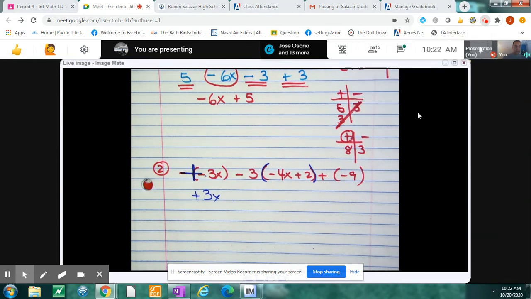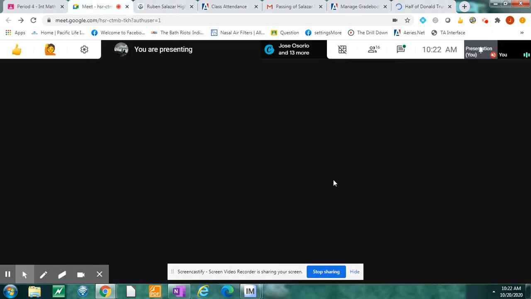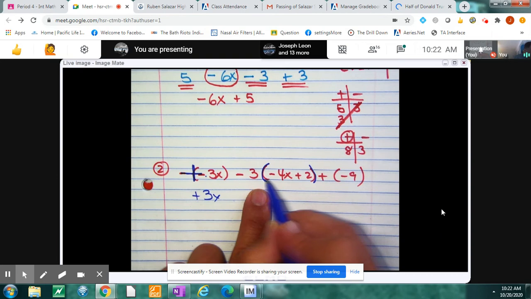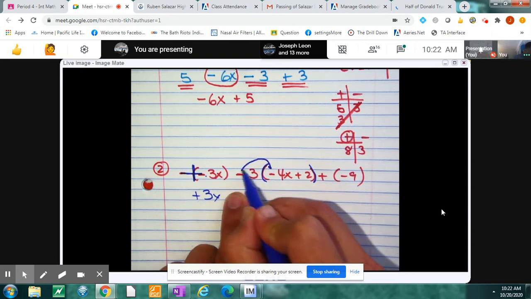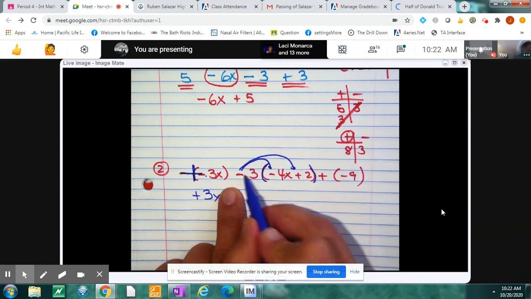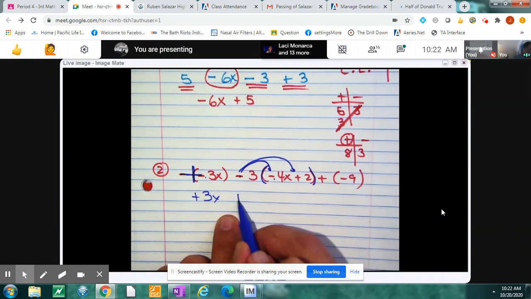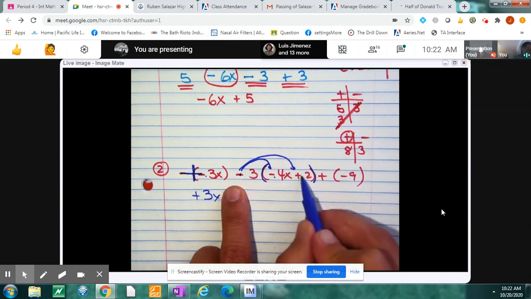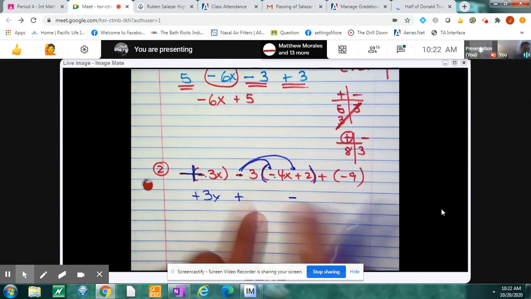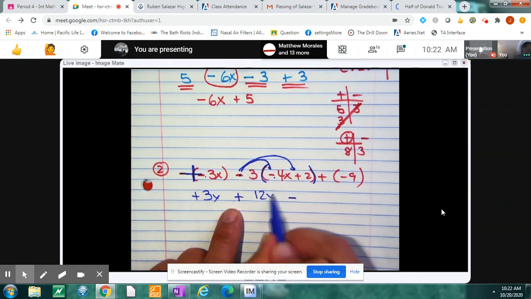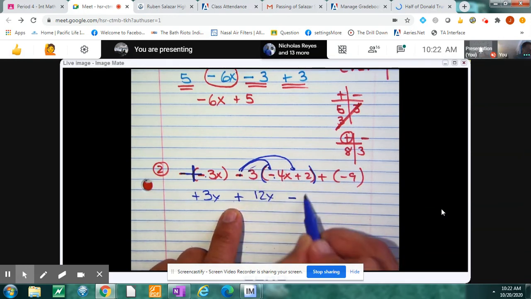So then here you have the distributive property. You do the arrows. You could do the box if you want. So negative times negative is a positive. See how the sign changed? And then negative times positive is a negative. Now let's go ahead and put the numbers. 3 times 4x is 12x. And then 3 times 2 is 6.